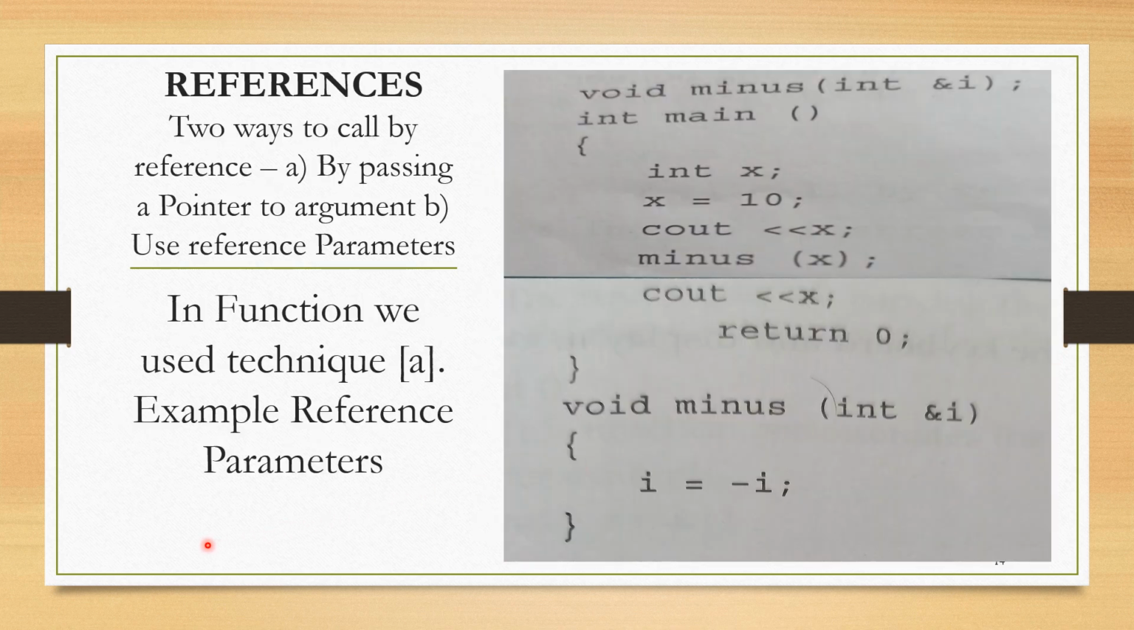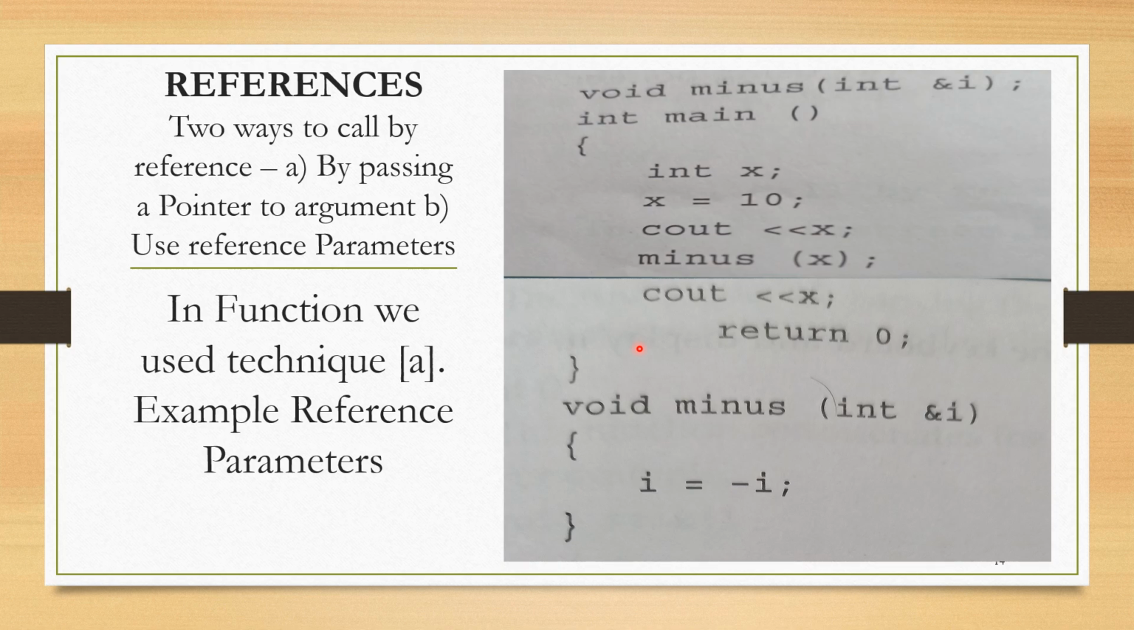The reference. What is the reference? There are two ways to call by reference: by passing a pointer as argument, or by using reference parameters. Passing a pointer as argument is what we have just seen in the previous slide. Now you will see the second one, that means using reference parameters. Let's see this program. Whatever has been discussed here, you should do practical: write a small C or C++ program, compile it and test it to get a feel.